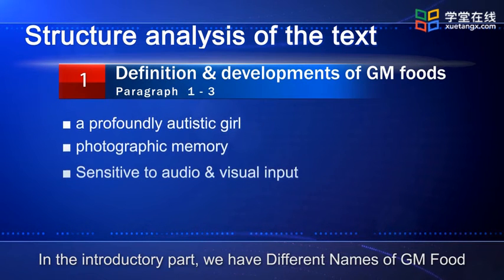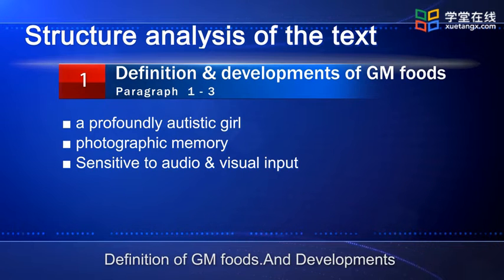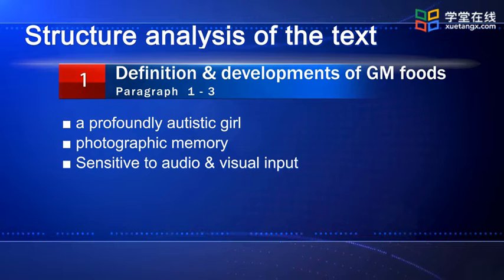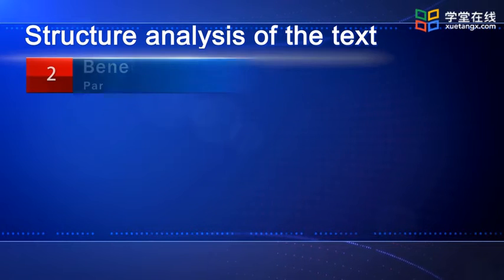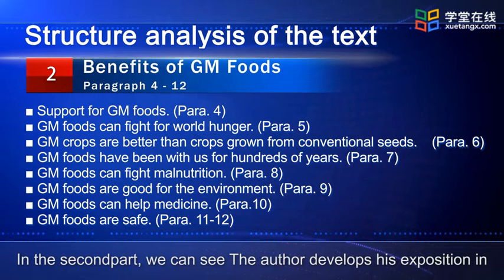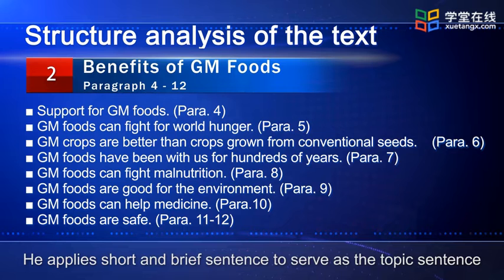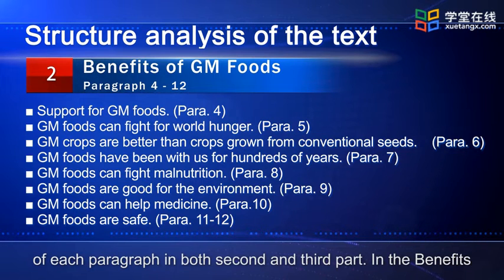In the introductory part, we have different names of GM food, the definition of GM food, and its development. In the second part, we can see the author develops his exposition in a straightforward way so as to make our vision concisely clear. He applies short and brief sentences to serve as the topic sentence of each paragraph in both the second and third parts.